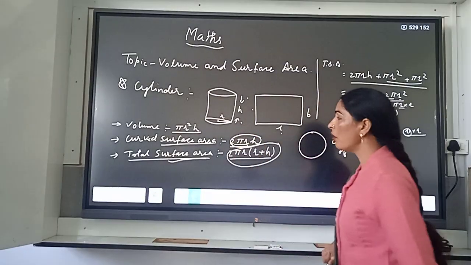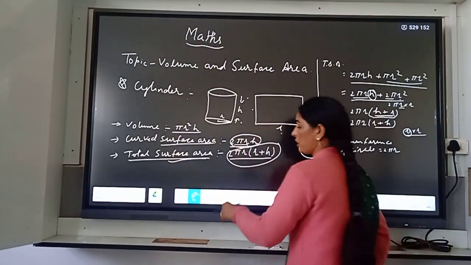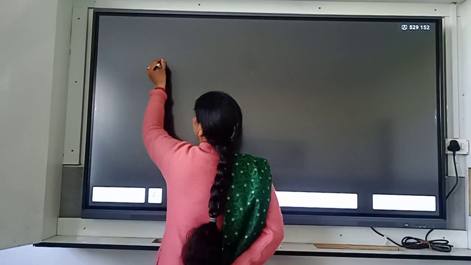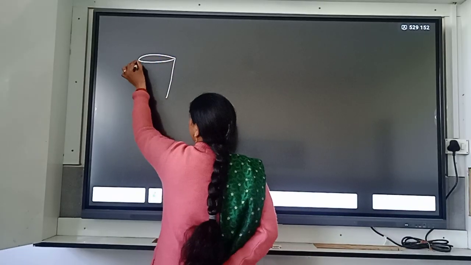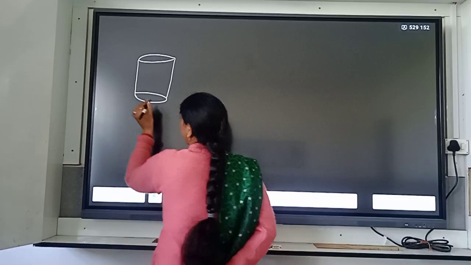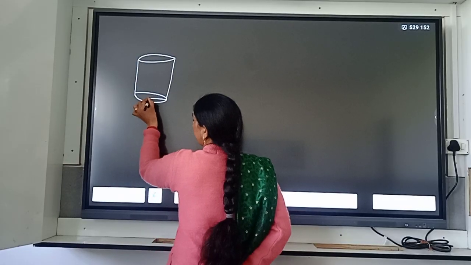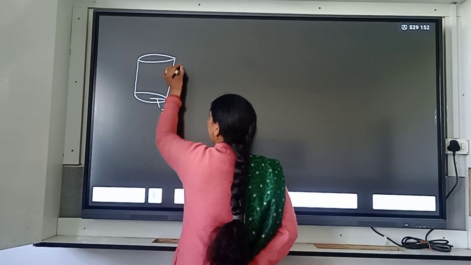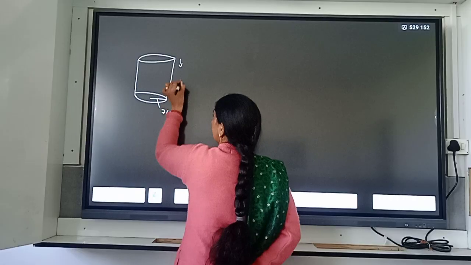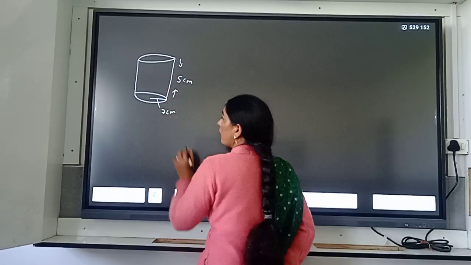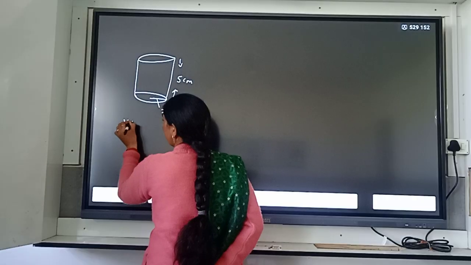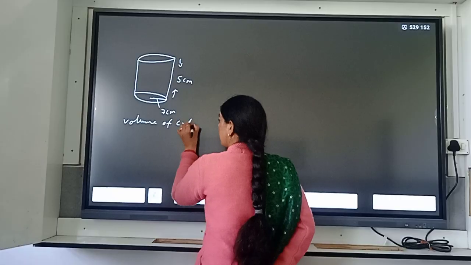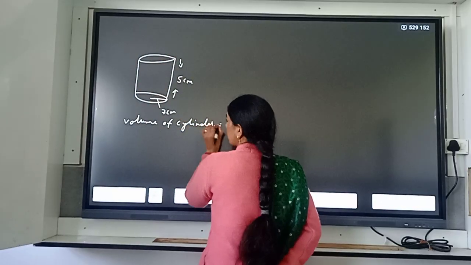Okay, now we solve the questions with the help of these. Suppose this is the cylinder, and its radius is 7 centimeter and its height is 5 centimeter. Okay, now we find out the volume of the cylinder. What is the volume of the cylinder?